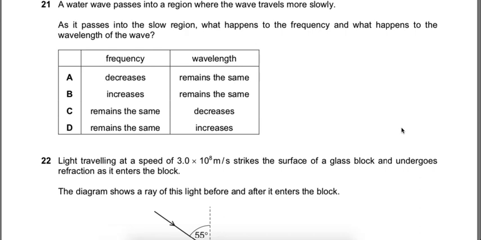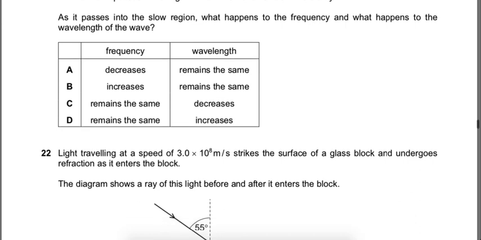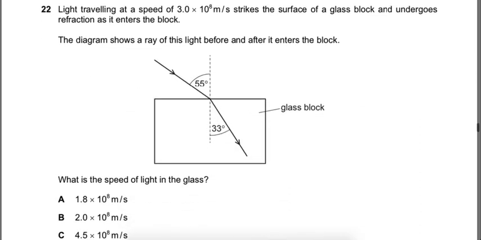Light traveling at a speed of 3 × 10^8 meters per second strikes the surface of a glass block and undergoes refraction as it enters the block. The diagram shows a ray of this light before and after it enters the block. So what do you see? Typical glass block diagram drawn as a rectangle. There is a dotted line known as the normal. There is an angle of incidence, 55 degrees. There is an angle of refraction, 33 degrees.